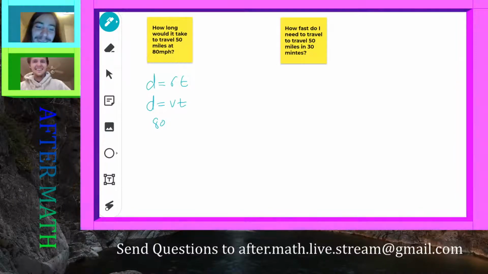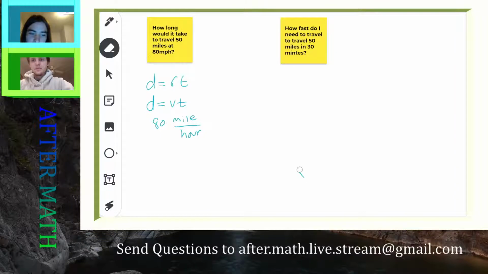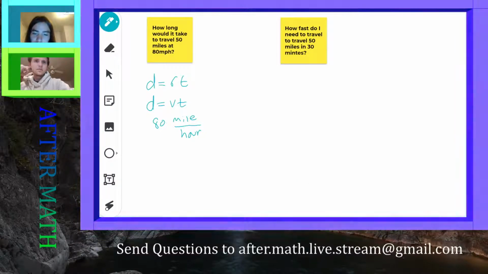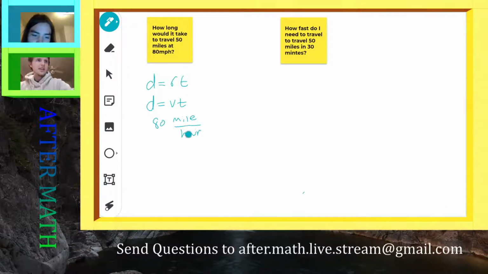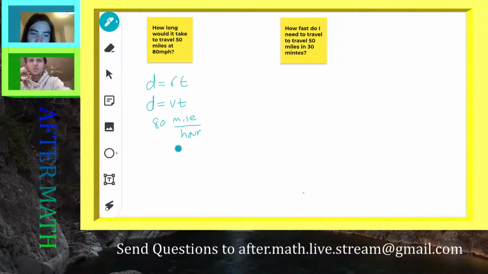But this is miles per hour. So if we just think about what this actually means for a second, it means that you will travel 80 miles every hour, right? That makes sense. So if you multiply it by a time, you'll get how many miles you've gone. That's why this equation is pretty straightforward and makes pretty good sense. So this time is in hours, not minutes or seconds. Right.